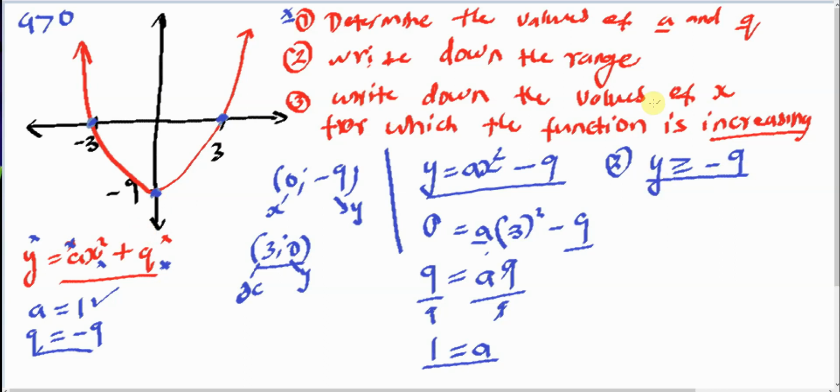And then write down the values of x for which the function is increasing. So remember, we spoke about increasing and decreasing function on a straight line. So for a parabola, one part of the parabola is increasing, the other part will be a decreasing part. So remember, when a function is decreasing, it means from left to right it goes downwards.